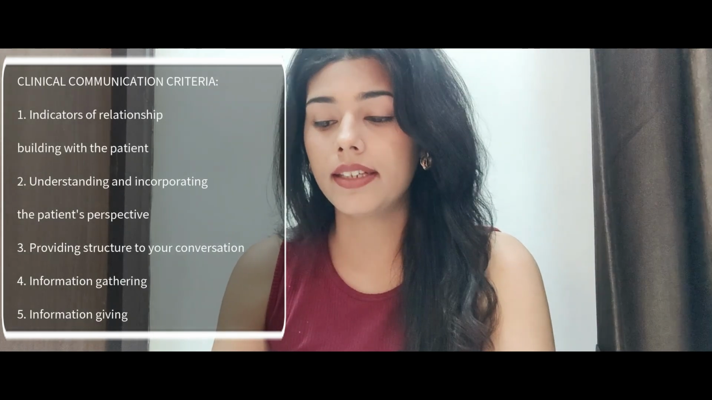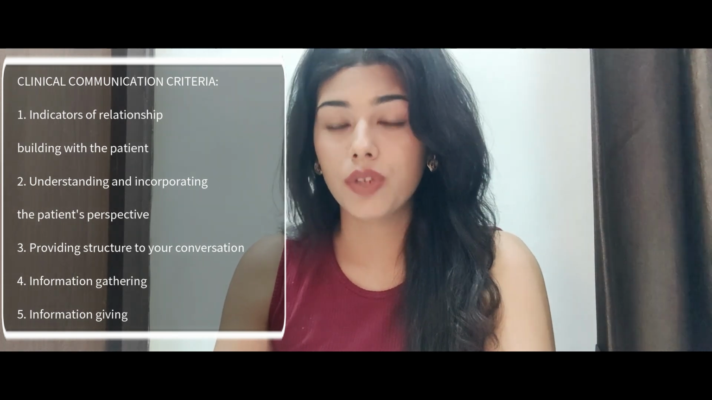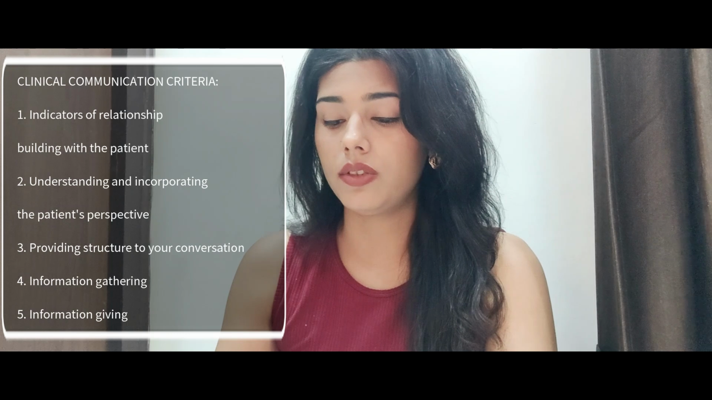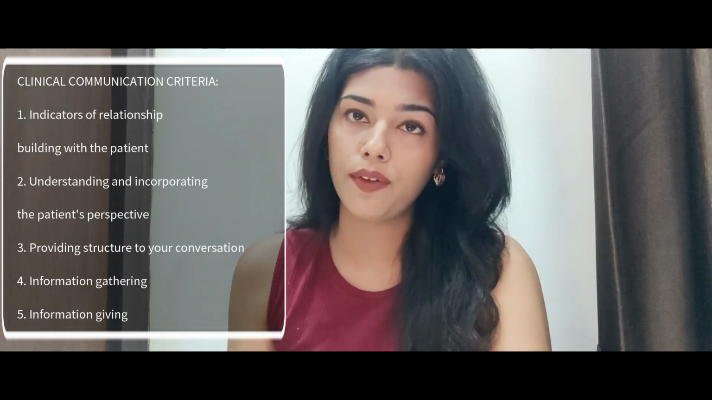In the clinical communication criteria, you will be scored on 5 parts: indicators of relationship building with the patient, understanding and incorporating the patient's perspective, providing structure to your conversation, information gathering from the patient, and information giving to the patient or the patient's relative. So that's all about the 4 parts of the OET exam and how I prepared for it.